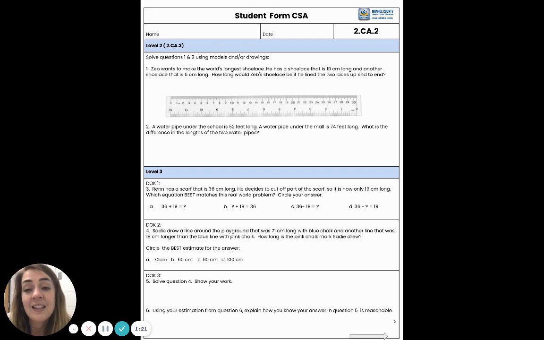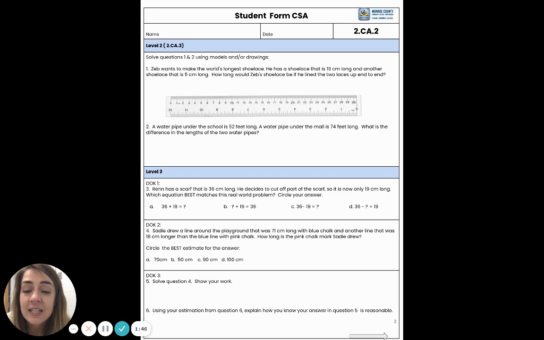All right, so we're going to look up at the top where it says number 1. I'm going to read it aloud, and then we're going to just talk about it for a minute. All right, so it says number 1, Zeb wants to make the world's longest shoelace. He has a shoelace that is 19 centimeters long and another shoelace that is 5 centimeters long. How long would Zeb's shoelace be if he lined the two laces up end to end?